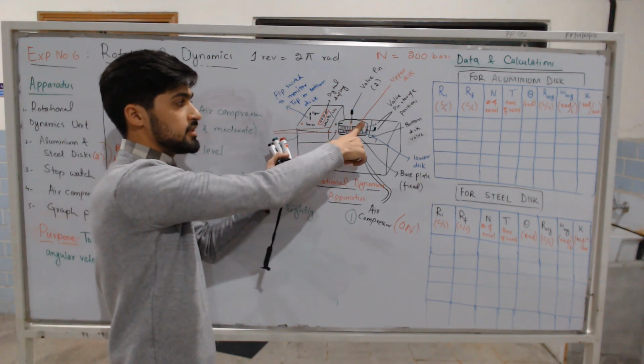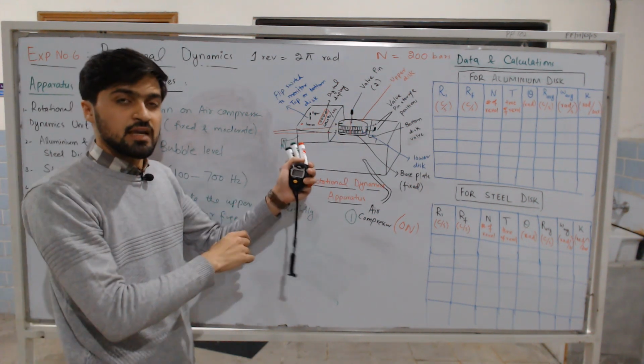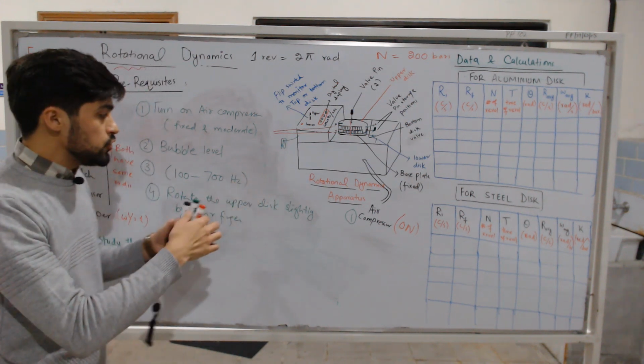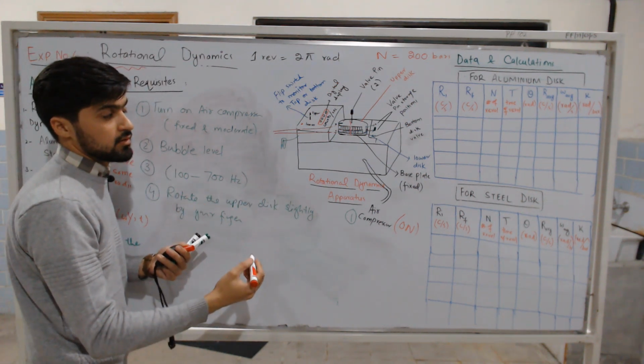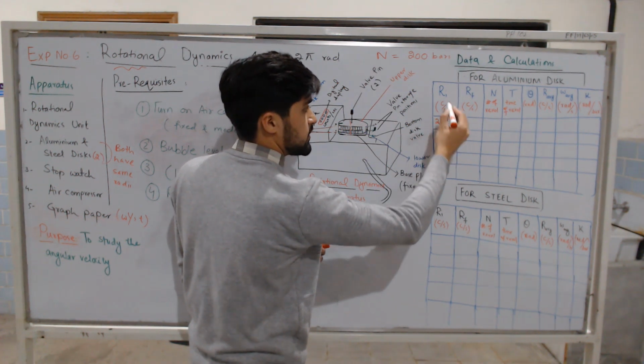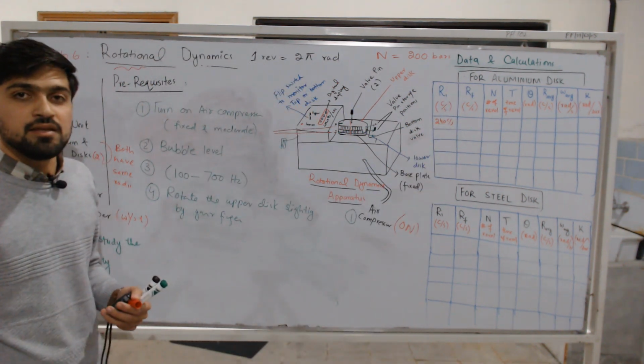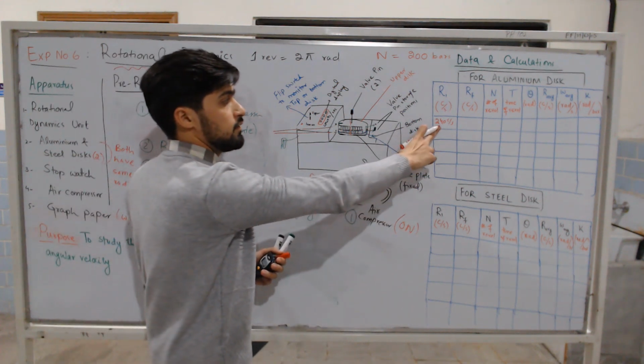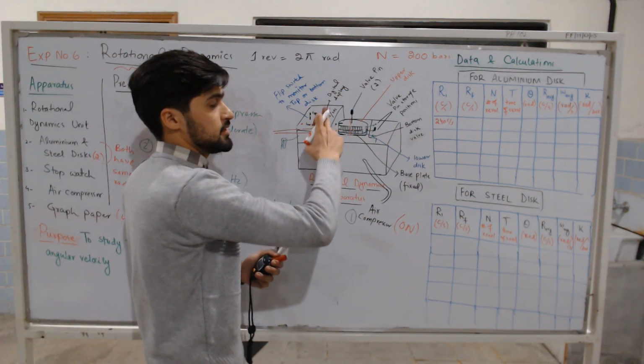You will rotate the disc with your finger and you will turn on the stopwatch simultaneously. Now, after 2 seconds, you will note the reading. So let's say it counts to be 240 counts per second. This will be your Ri. Ri is the initial reading. It actually tells the value which is displayed on this digital display screen.